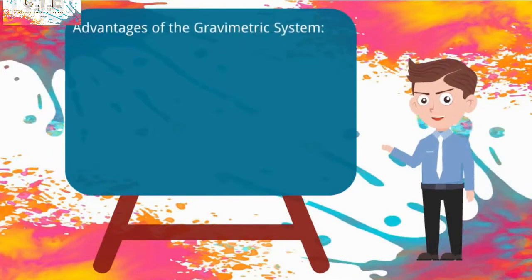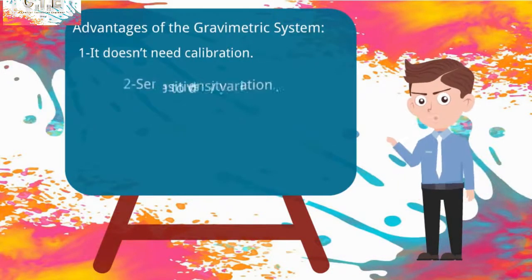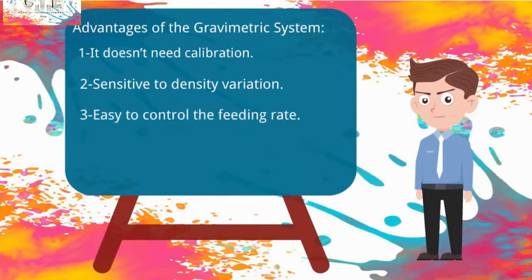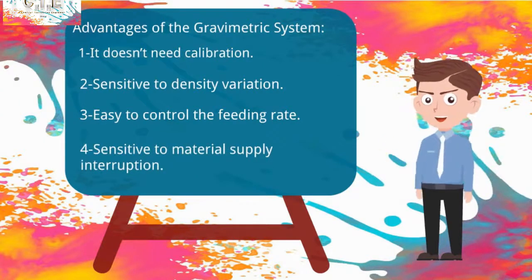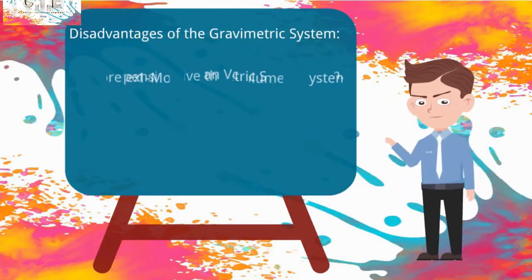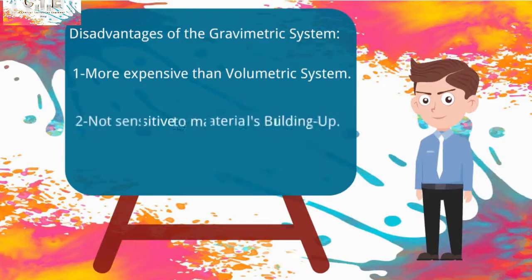The advantages of this system: it doesn't need calibration, it is sensitive to density variation, easy to control the feed rate, and sensitive to material supply interruption. Whereas the disadvantages: more expensive than volumetric system and not sensitive to materials building up.